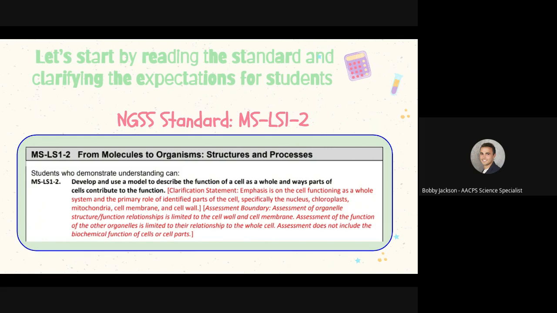There's also an assessment boundary for this standard. Assessment of organelle structure/function relationships is limited to the cell wall and cell membrane. Assessment of the function of the other organelles is limited to their relationship to the whole cell. The assessment does not include the biochemical function of cells or cell parts.